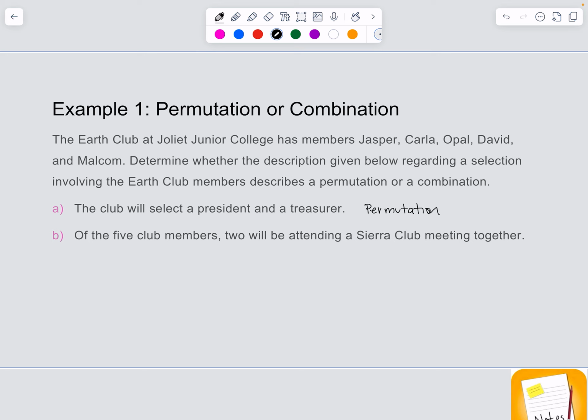Now, for part B, of the 5 club members, 2 will be attending a Sierra Club meeting together. Well, the order that the 2 people are chosen does not matter. I could choose Opal and then David, but that's the same as choosing David and then Opal. Both of them are still going to the meeting, so that's a combination.